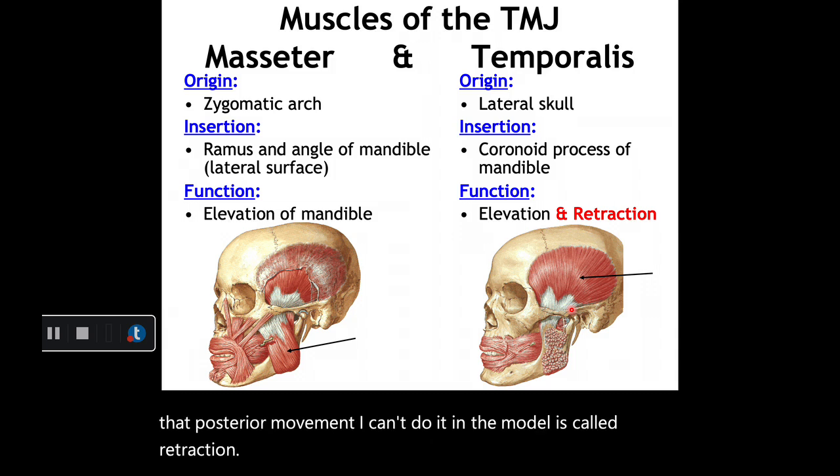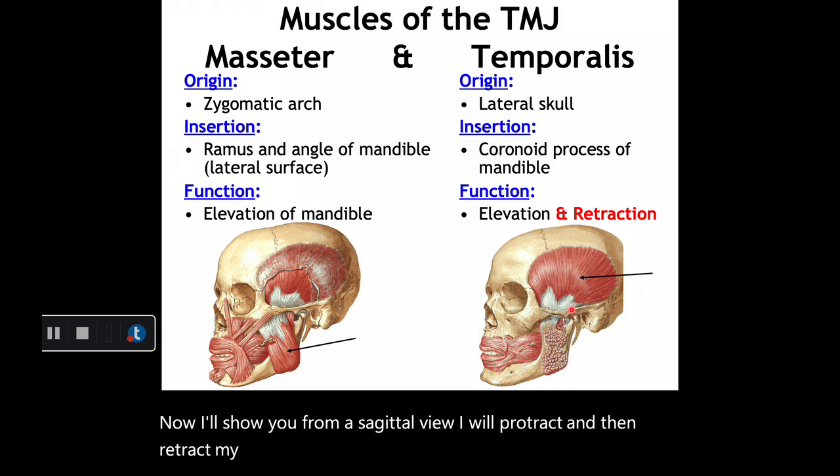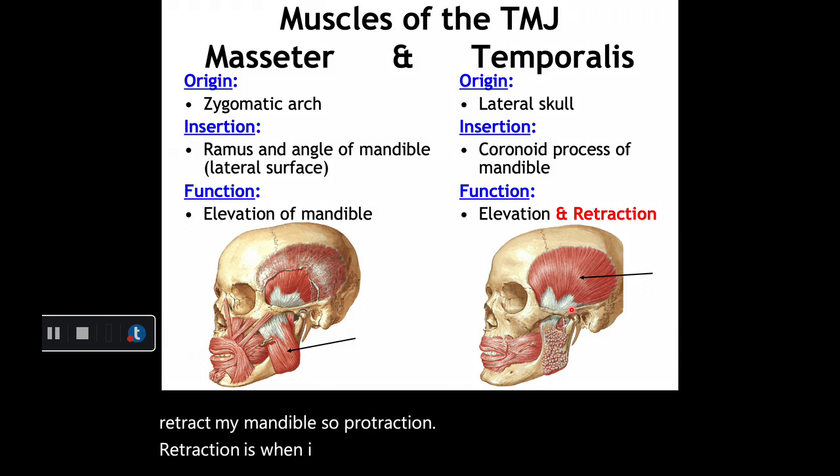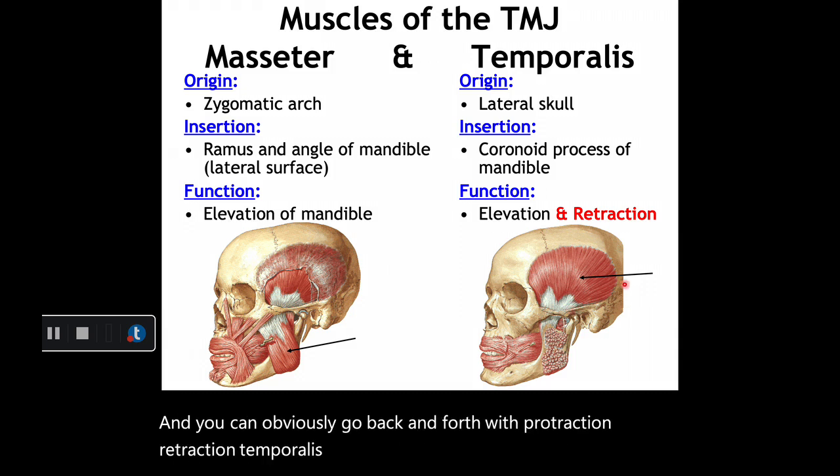Now, I'll show you from a sagittal view. I will protract and then retract my mandible. So protraction, retraction is when I pull it back. And you can obviously go back and forth with protraction and retraction. Temporalis, these fibers, they're going to retract it and pull it posteriorly.